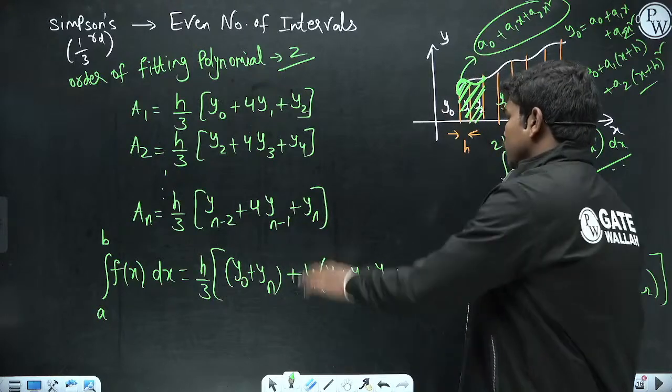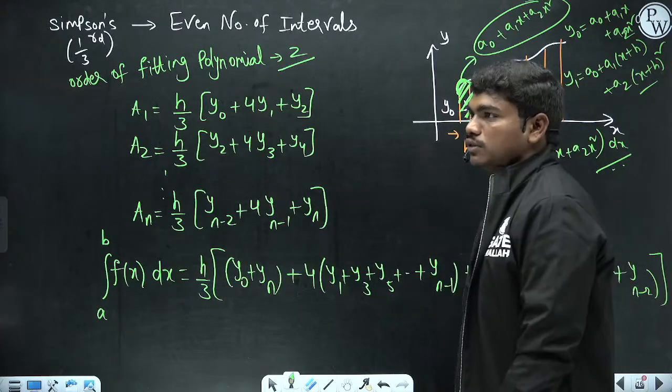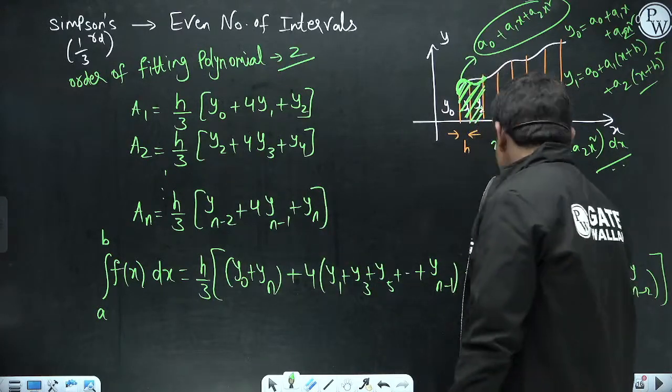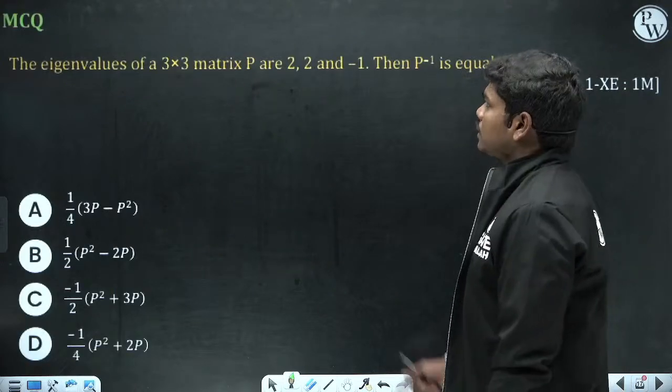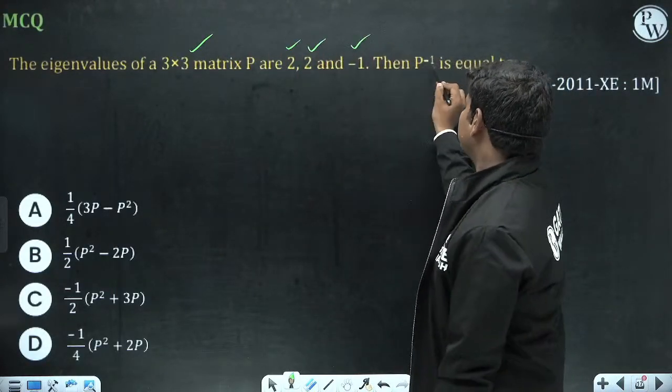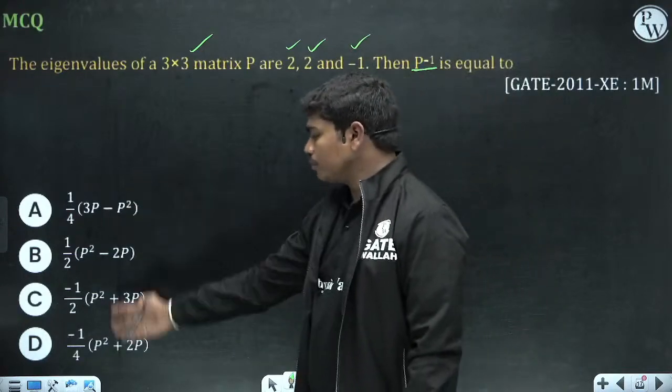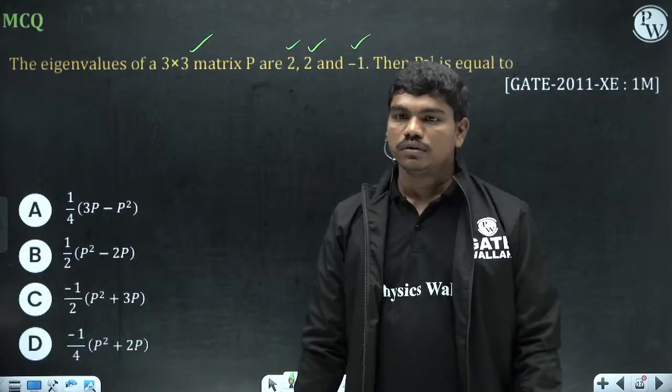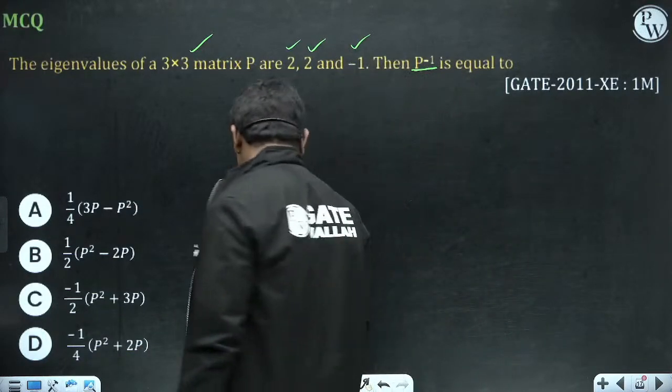Fine now. So this is basically the calculation of Simpson's one third rule anyhow. Okay, now let's go for the next question. The eigenvalues of a 3 by 3 matrix are 2, 2, minus 1. Then P inverse is equal to one of these options. Okay, so solve this question quickly.